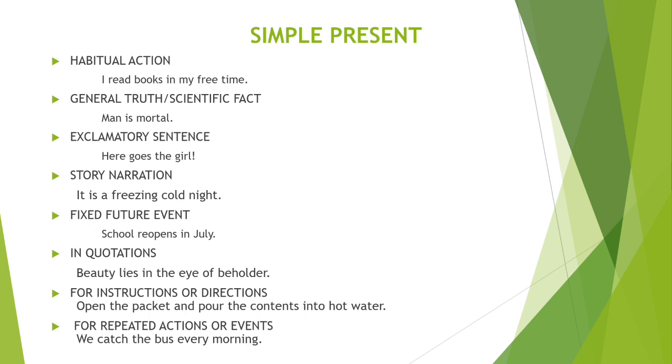Okay, the next one is fixed future events. Like we see that there is some announcement, or there is some program or event that's going to happen in the future. So instead of saying it will be, or this event is going to be, we can simply say the event is on this day. Like if I say school is going to start in the month of July, instead of that I'll say school reopens in the month of July. That's a fixed future event.